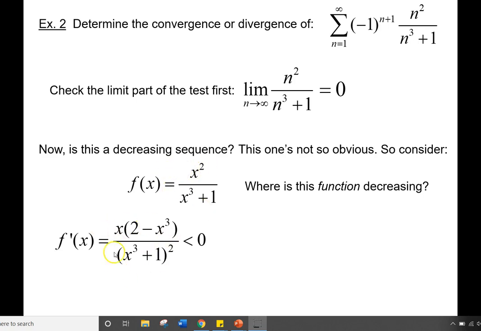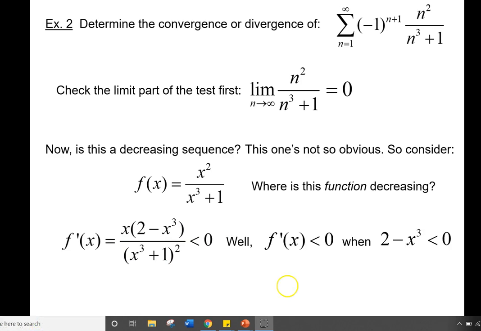I probably did a little algebra to clean this up here, but I want you to pause the video and go through the quotient rule. The derivative of the first times the second recopied, minus the derivative of the second, and then all over the second function squared. If we simplify and clean this up, I'm going to end up with this expression right here. So when is this expression going to be negative?